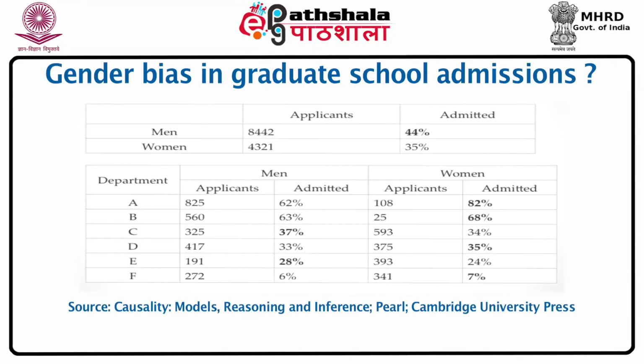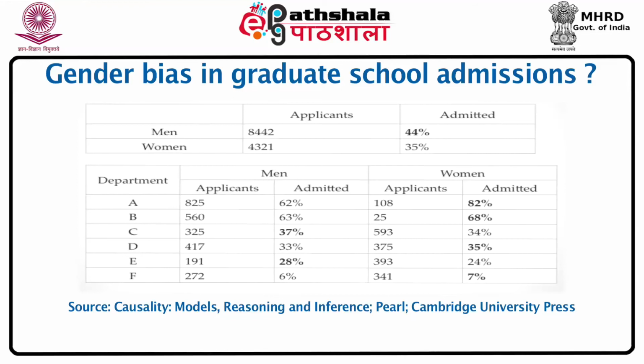A very famous example of Simpson's paradox is the case of gender bias in graduate school admissions. This is data taken from the University of California at Berkeley, and there was some suspicion that there was discrimination against women when considering admissions to graduate school. Further analysis of the data showed that there was a third variable which was confounding this association, and this was the department to which the candidate applied.